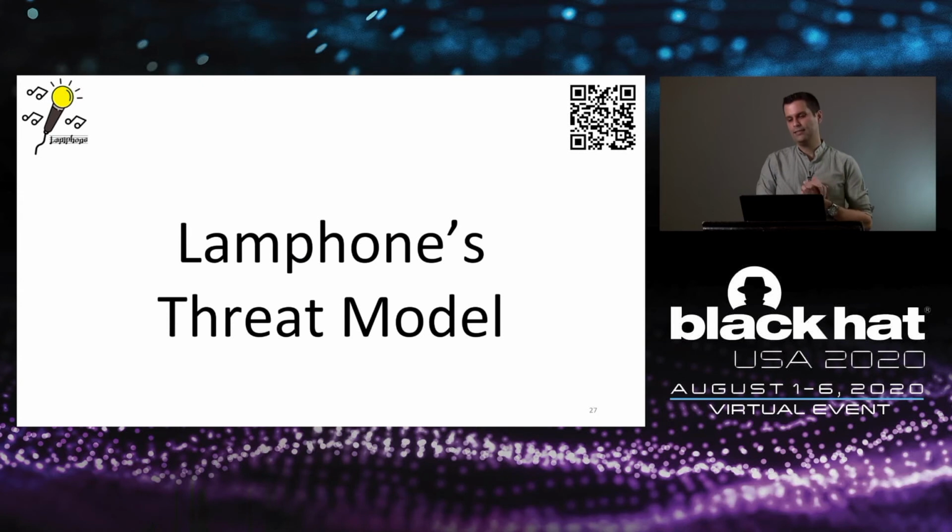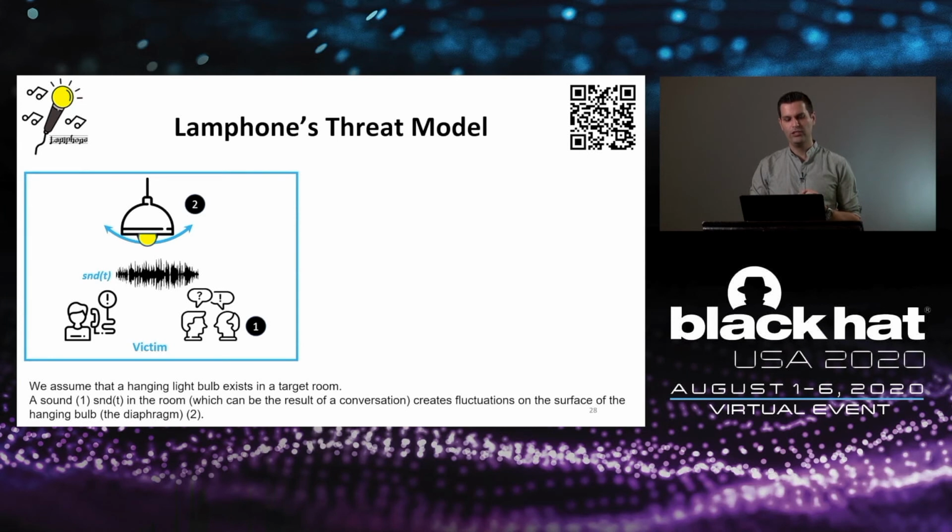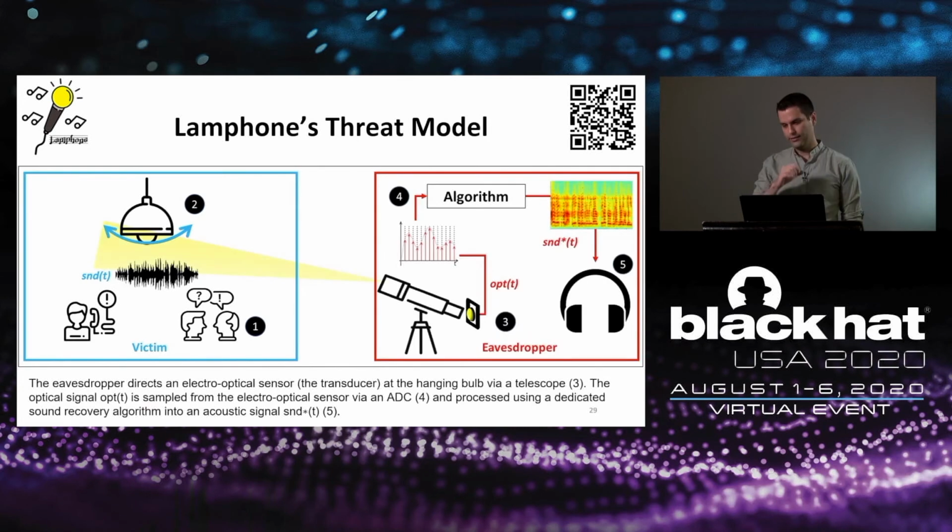Okay, so let's discuss Lamphone's threat model. In Lamphone's threat model, we assume that there is a hanging light bulb in a target room. And we also assume that the sound in the room, which can be, by the way, the result of a conversation in the room, creates fluctuations on the surface of the hanging bulb. And we also assume that there's an eavesdropper, an attacker, who directs an electro-optical sensor at the hanging bulb via a telescope.